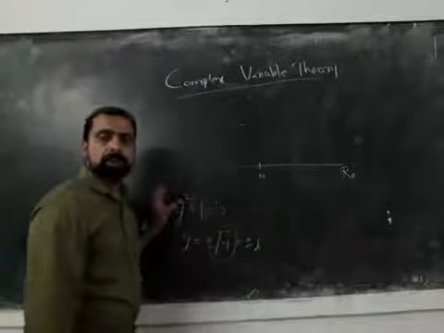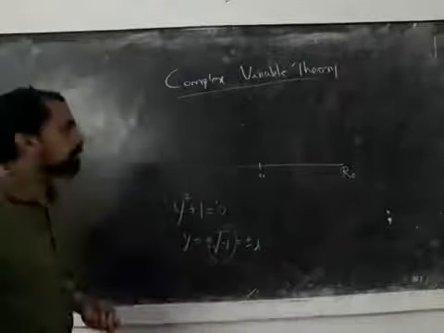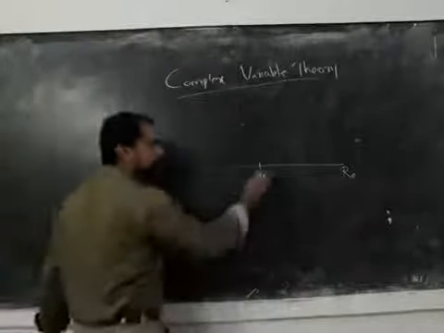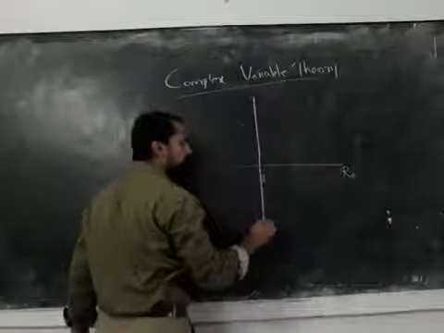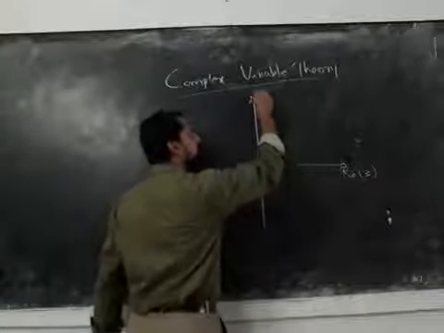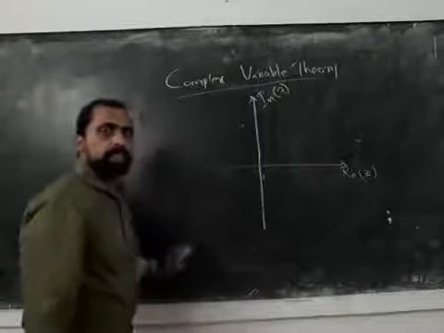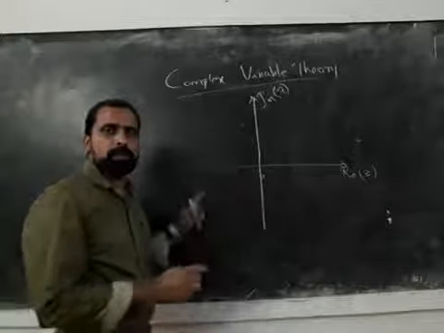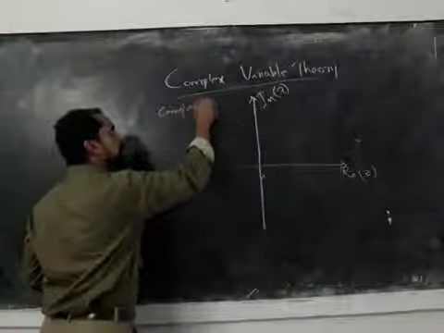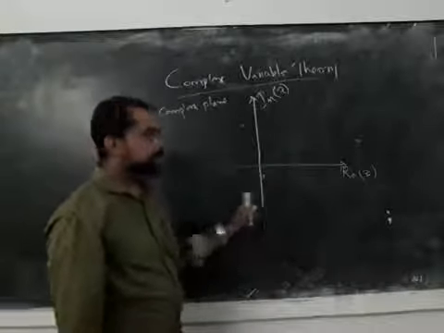Then we came to know we need a complex plane. A complex plane means you have two axes. One is our real axis, like previously, and there is an imaginary axis. So this is the real axis, real z, and this is the imaginary axis, imaginary z. All the numbers you can represent in a complex plane. So in a complex plane you have an imaginary axis and a real axis.